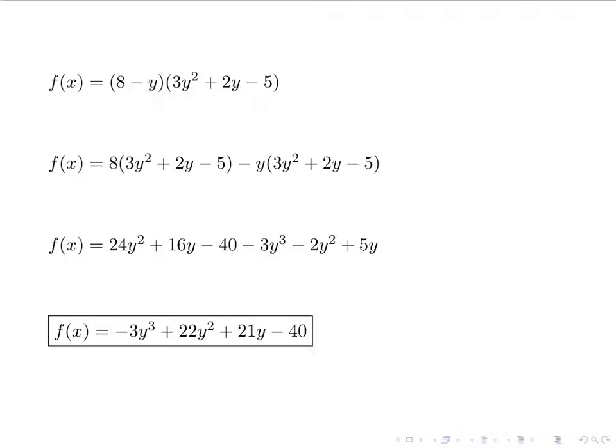Again, the important thing is once we have our powers written out, we can only combine like powers. Cubes with cubes, squares with squares, y's with y's, and constants with constants.